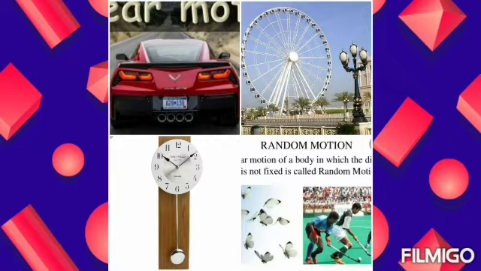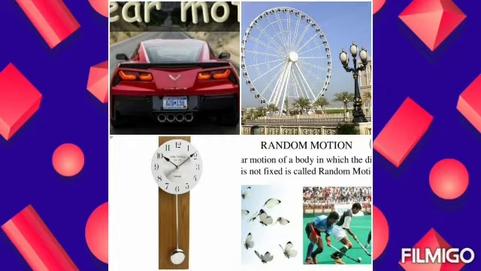Now random motion. What are the three categories? Linear motion, circular motion and oscillatory motion. These three categories do not fall in random motion. Why? Random motion is irregular motion of a body in which the direction is not fixed. Random motion is what? Irregular motion of a body in which the direction is not fixed is called random motion.